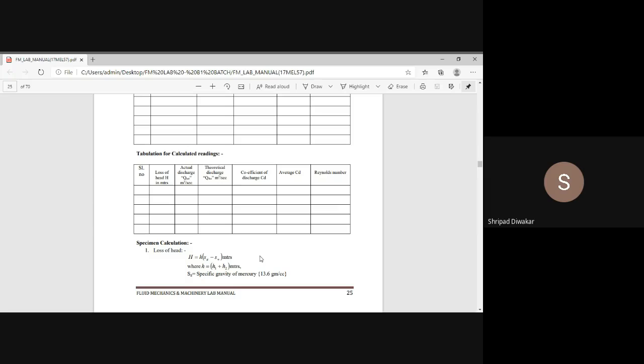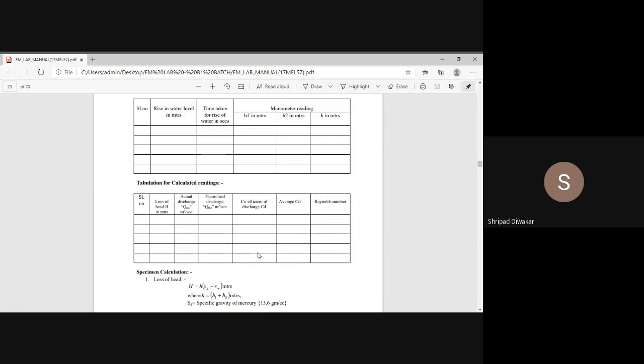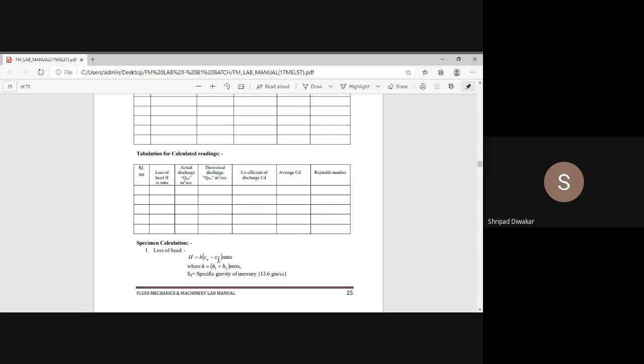Specific gravity has no units because it is a ratio. The unit of density is kg per meter cube. This standard value you should remember: density of water is 1000, density of air is approximately 1, and density of mercury is 13,600. So the specific gravity of mercury is 13.6 and of water is 1. Remember these two standard values. Whatever difference you get, H1 minus H2 is small h, and the product of small h and the difference in specific gravity of mercury and water gives your loss of head.